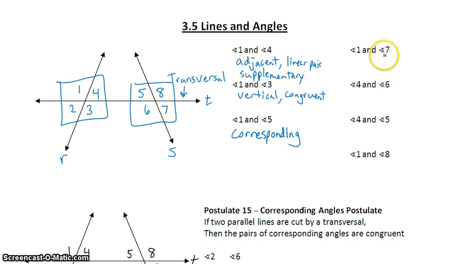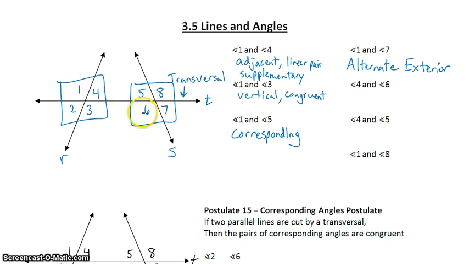1 and 5 aren't the only corresponding angles, they're just an example. 1 and 7. 1 is in the upper left corner, 7 is in the lower right corner. If I look at 1, it's above my transversal, and 7 is below. Above, below, above, below. Those two angles are alternating, so they're alternate. And if I look at how they relate to my two lines that are being cut by the transversal, they are outside of those two lines, so they are exterior angles. 1 and 7 are alternate exterior angles.